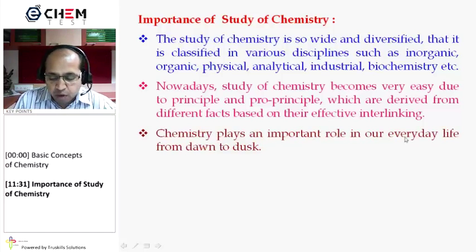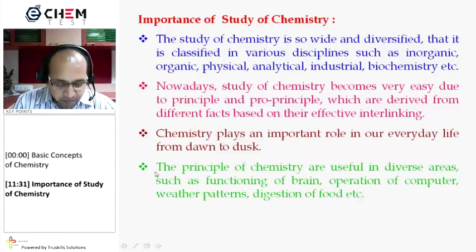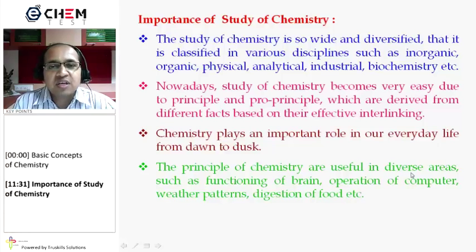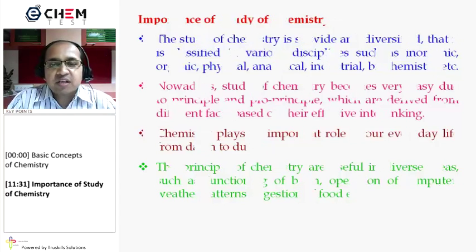Chemistry plays an important role in our everyday life from dawn to dusk. The principles of chemistry are useful in diverse areas such as the functioning of the brain. The entire brain function is because of the conduction with the help of nerves, where various kinds of secretions of chemicals occur in our body, and it is because of one kind of chemical phenomena. Operation of computers.